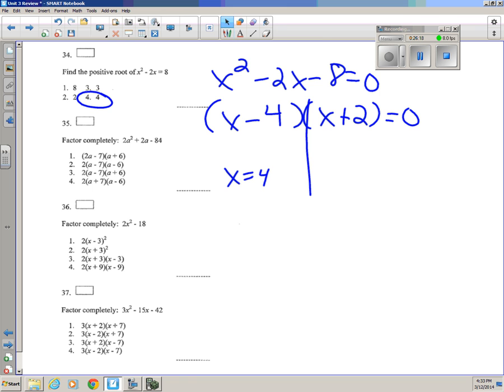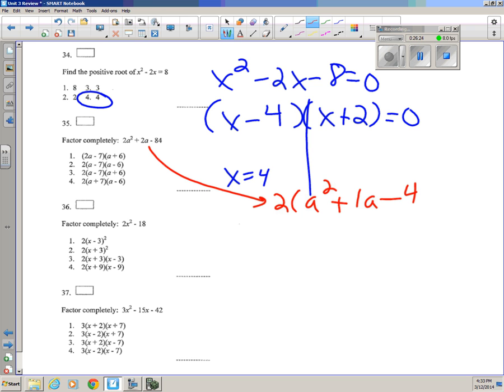Factor completely. Well, I've got a GCF. I've got a 2. What's left over? a squared plus 1a minus 42. Well, what's going to multiply to negative 42 but add to positive 1? Positive 7, negative 6.